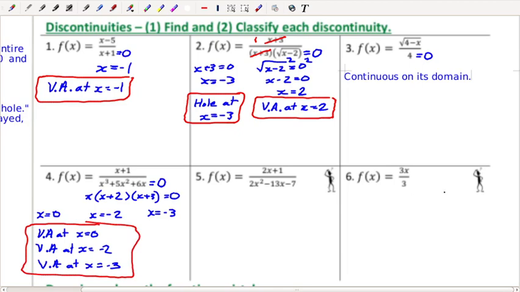Alright, these little thinking men mean you're supposed to pause your video now and try these ones out for yourself and then come back and see how you did. So pause your video.